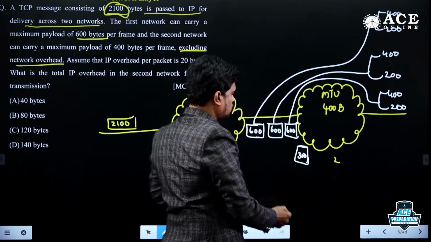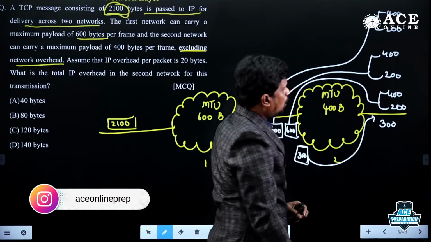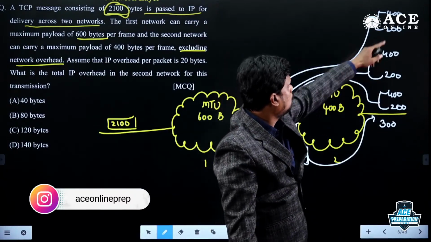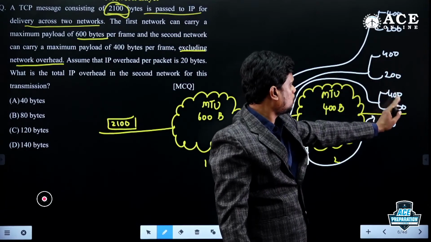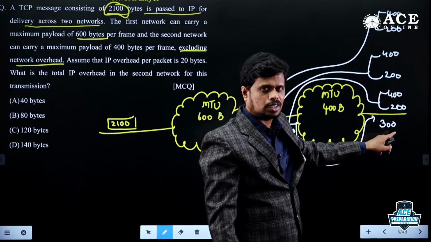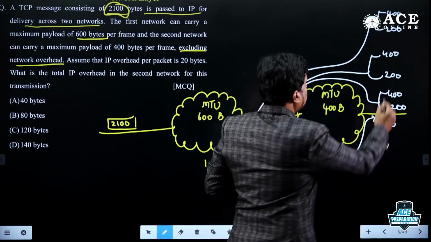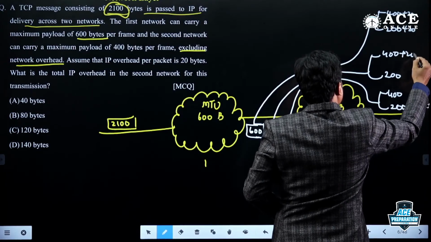At a stretch you can transfer, right? So at a stretch you can transfer 300. So total, how many fragments are you identifying here? 400 plus 200, 400, 200, 400, 200 means 6 packets, 6 fragments, and the 7th one is 300. So for each one, we are appending 20 bytes of header, correct?